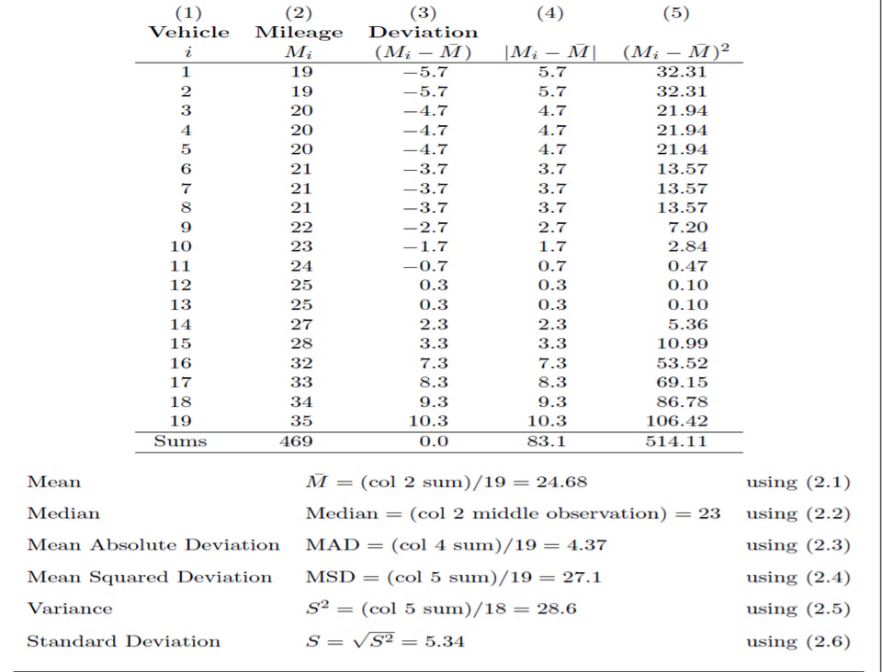after obtaining the mean, or the square of this deviation. We take the sum of this column, and we divide it over n, which is equal to 19, and finally find the mean square deviation. Variance is the same as the fifth column, but it is divided by n minus 1, not n. Standard deviation is the square root of the variance.